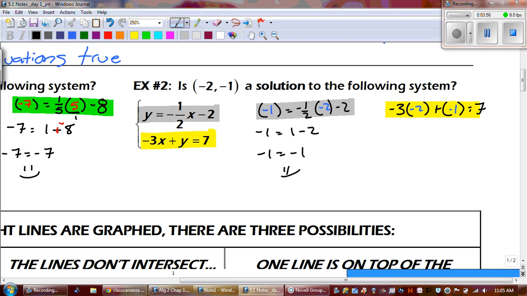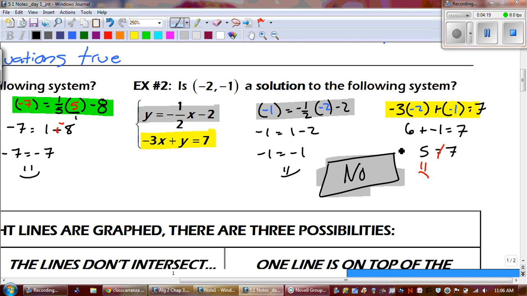Now the problem in yellow. Negative times a negative is a positive 6 plus negative 1. Well, 6 plus negative 1, that's 5. And does 5 equal 7? Nope. So this one is no. So yes or no is your final answer.